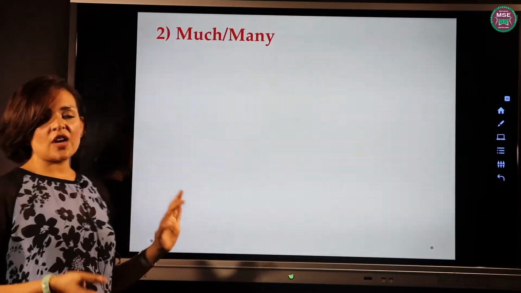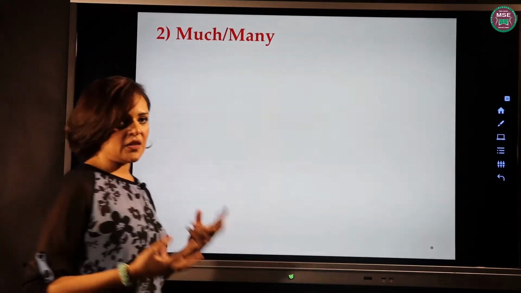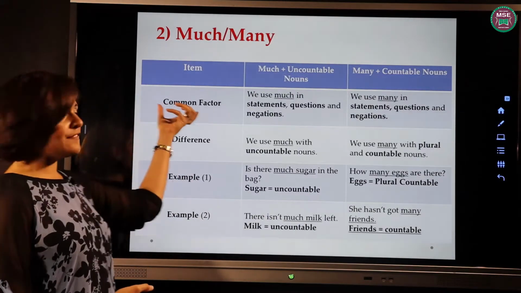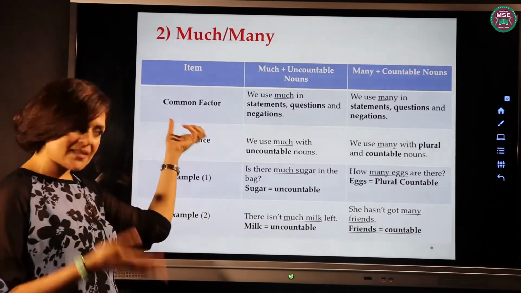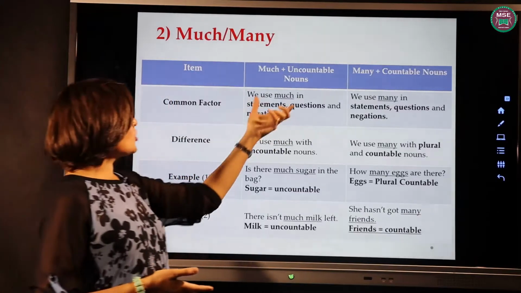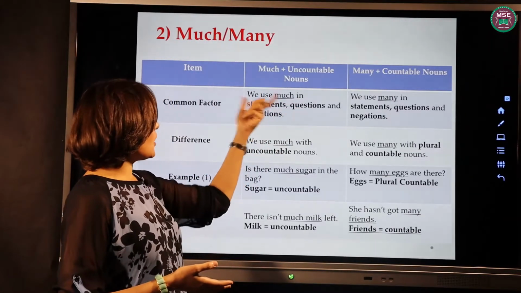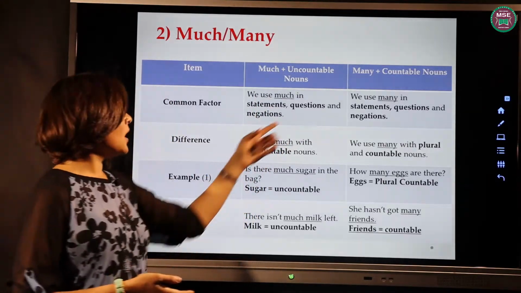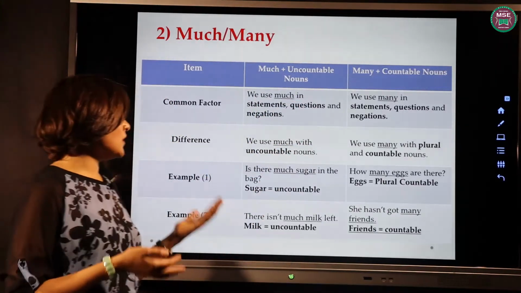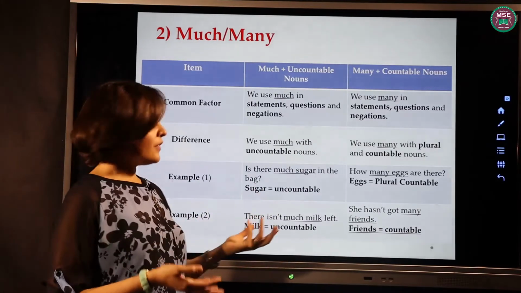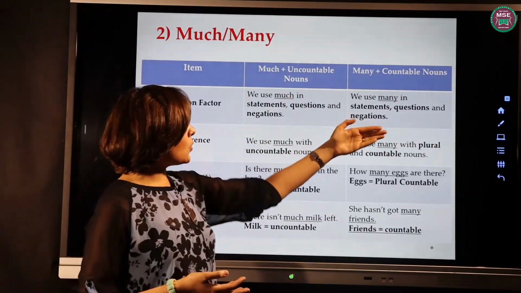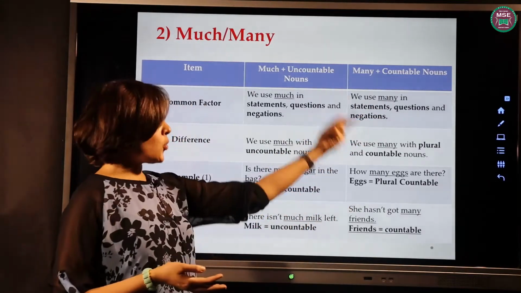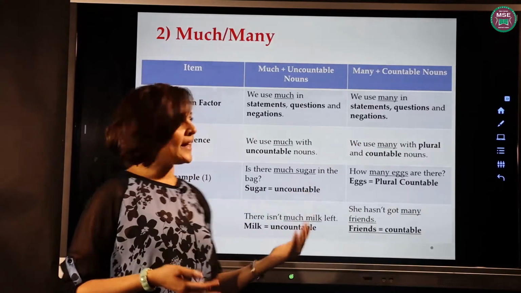What about much and many? What is the difference between the two words? Here we have a common factor. We use much in statements, in affirmative form, in questions, and in negation. Negation means negative sentences. Also for many, we use it for affirmative statements, questions, and negations.